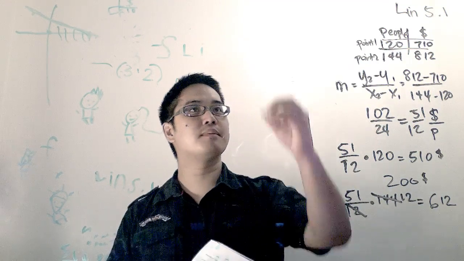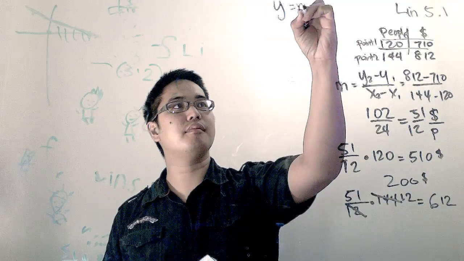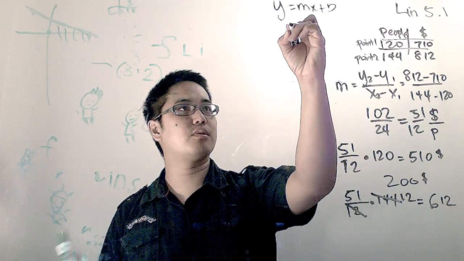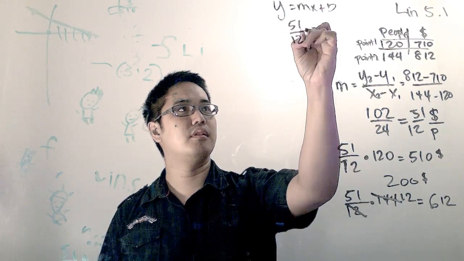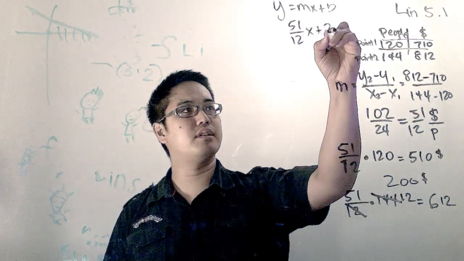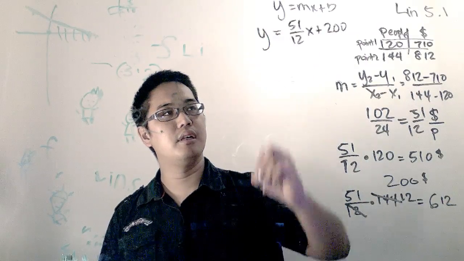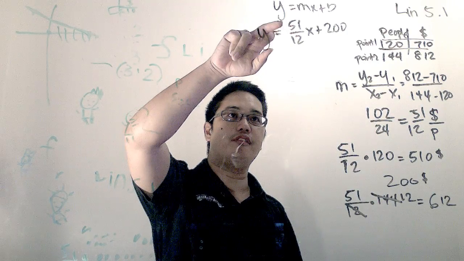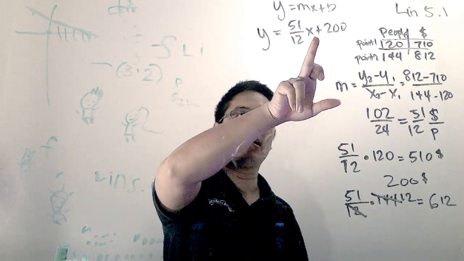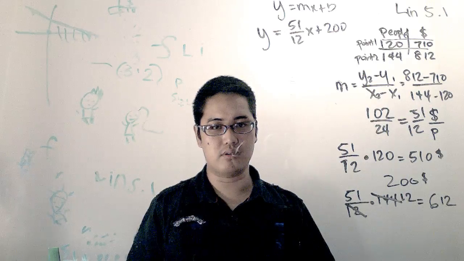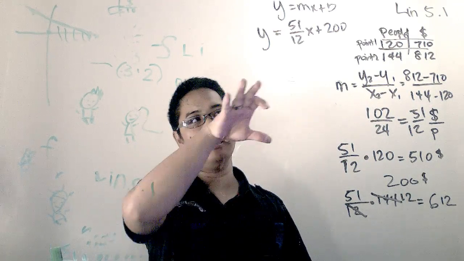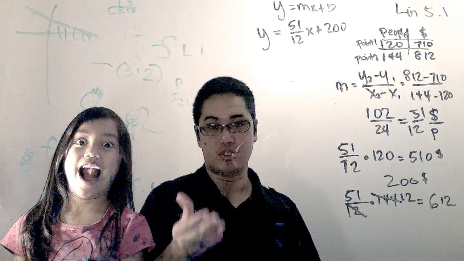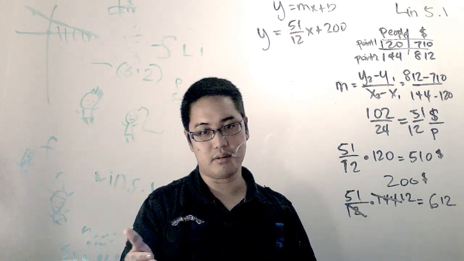Now, what is my y equals mx plus b formula? Well, I know my slope. My slope is 51 over 12. And I know my b is 200. It's saying that I'm going to be charged 51 over 12 dollars per person plus an extra $200 for renting it. That's like the initial fee: without having any students there, they will charge me $200 if I want to rent out their theater.